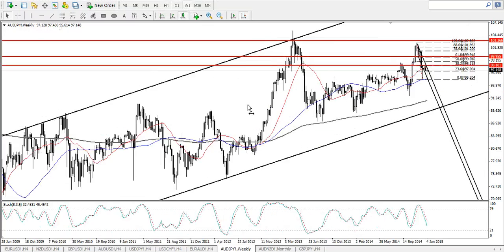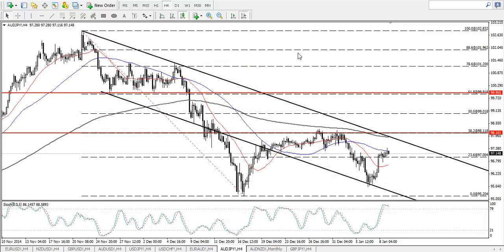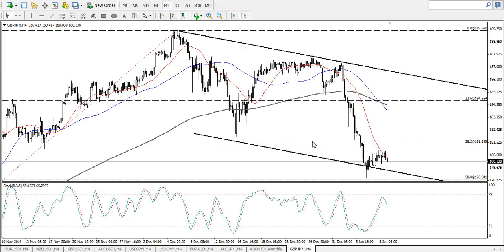And based on the weekly chart, there was a rising trend channel, a very huge one. Price has touched the top, but has yet to touch the bottom. Therefore, we are still a little bit bearish on the Aussie against the Japanese yen. Right, and finally, we have the pound against the Japanese yen.